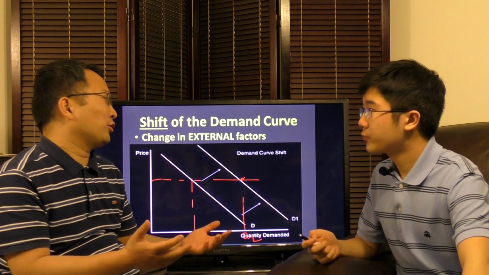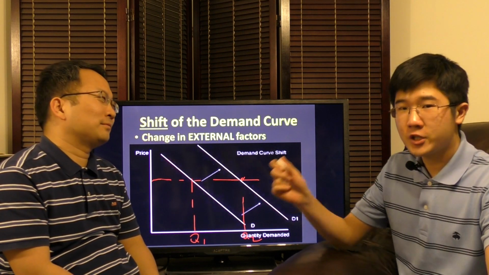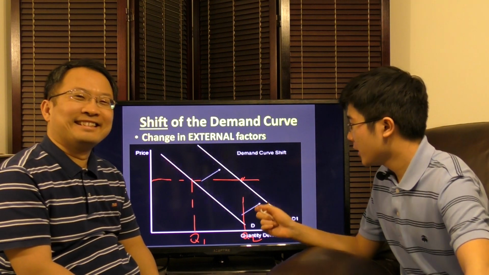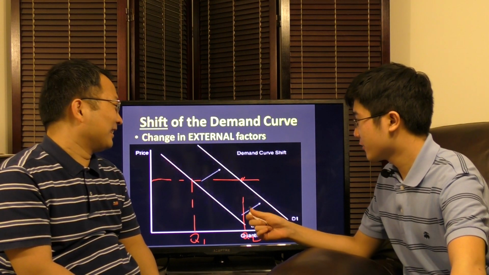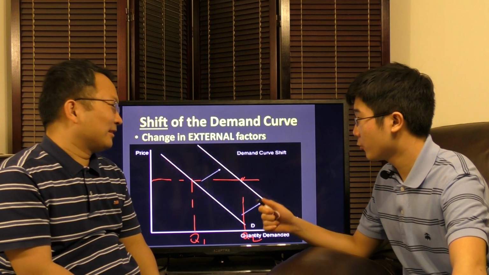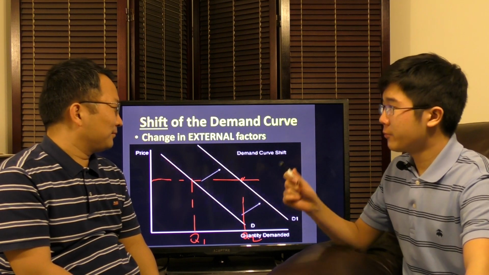For example, the normal goods like the clothing, right? Normal goods. So Michael mentioned normal goods. So this is only for normal goods. When consumer income rises, demand curve shifts to the right, because at each price, consumers are able and willing to buy more. However, Michael mentioned normal goods.